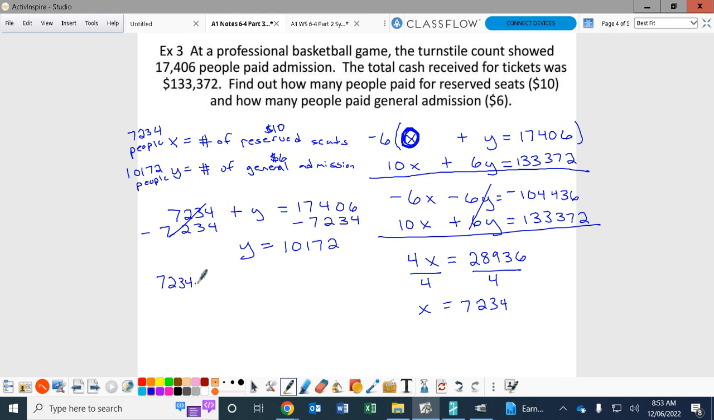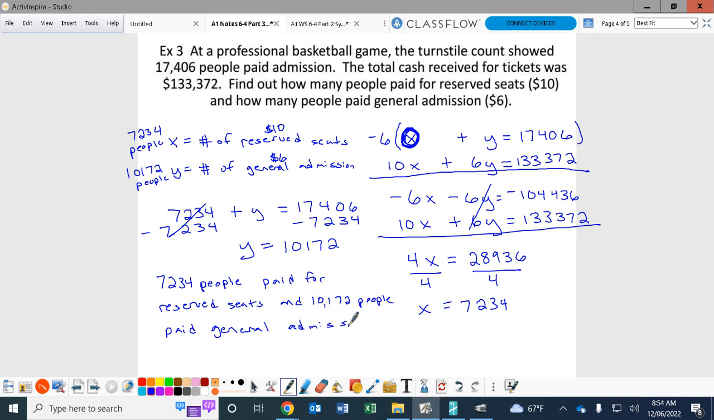7,234 people paid for reserved seats and 10,172 people paid general admission. Okay, concerns, questions, anything before I go on?